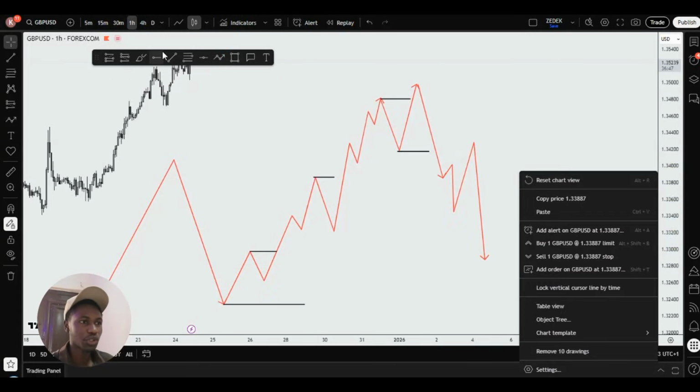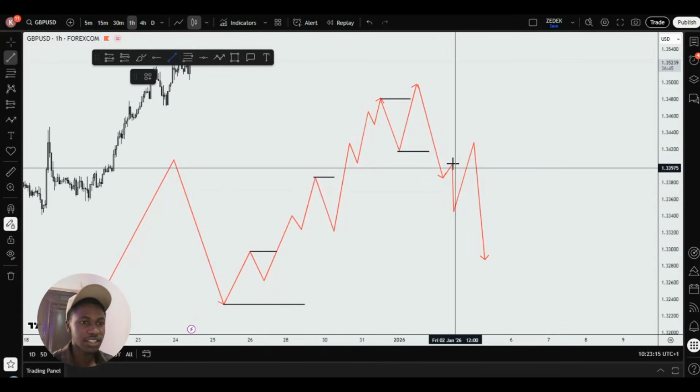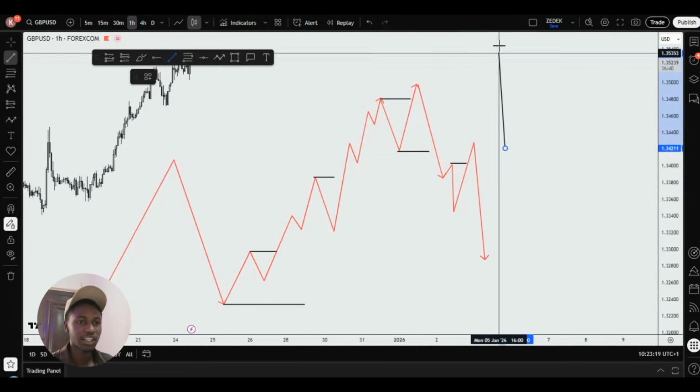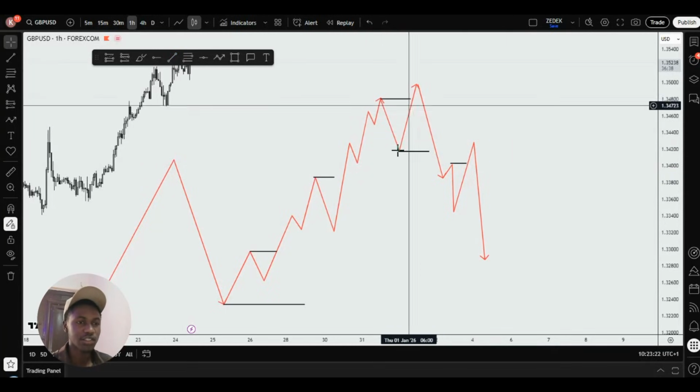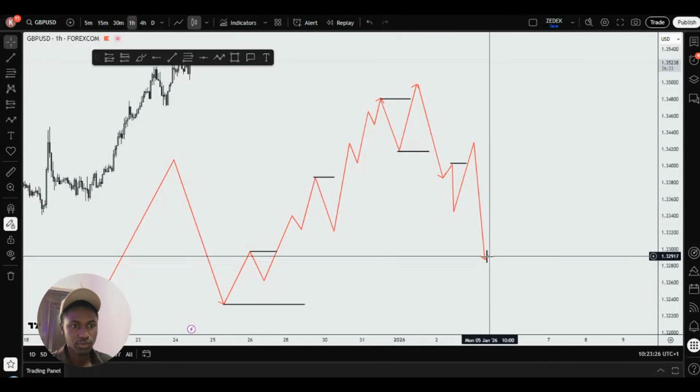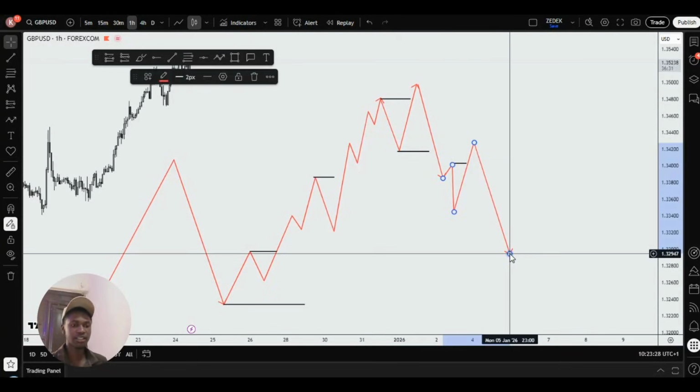So you would not be confused by saying, okay, this is a change of character. This is another change of character to push to the upside. We want it to balance this pullback here. So this is like a pullback, an impulse, a pullback, an impulse. This is how clean this is.